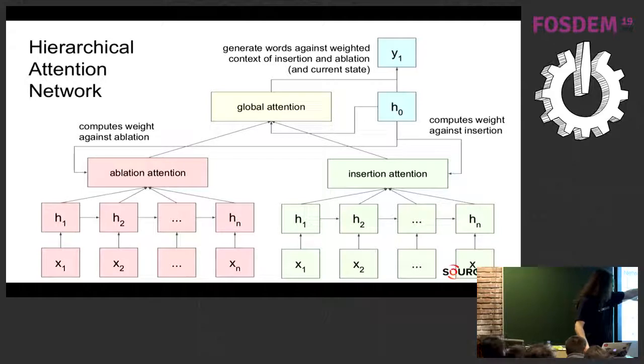So you take the hidden state H0, you feed it into the ablation attention and the insertion attention, for example, and you compute the weight against the ablation. So what are we supposed to get out of the ablation lines? How the current state, how the probability of generating the next English word correlates with the lines that were actually deleted. And you do the same for the lines that were inserted.